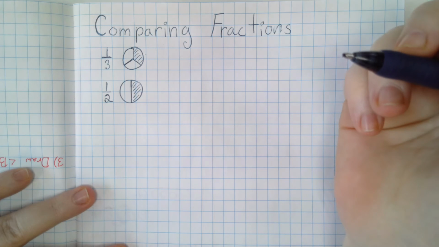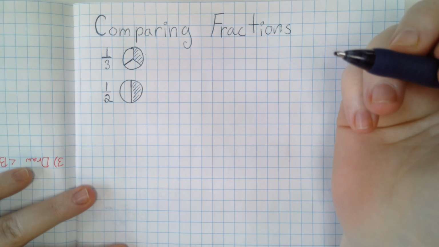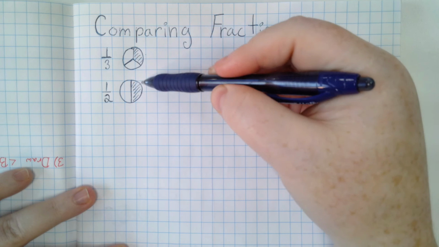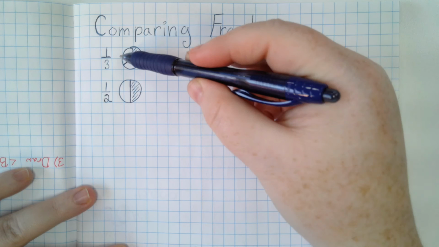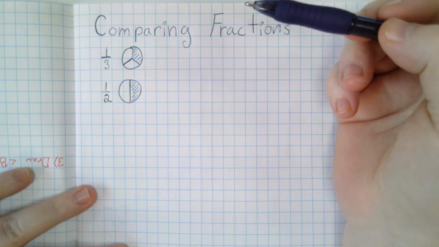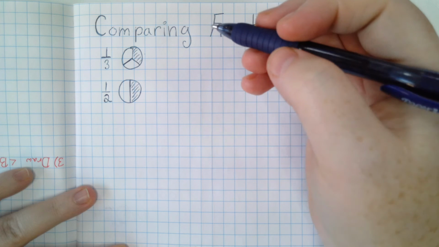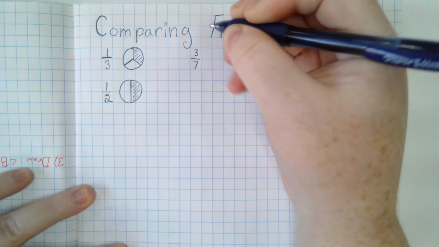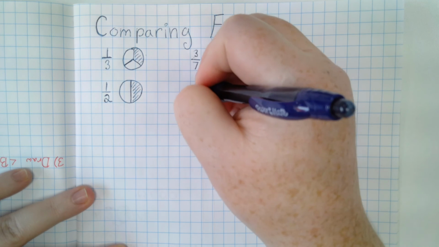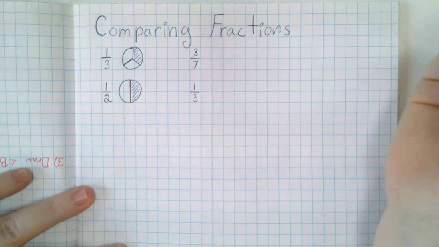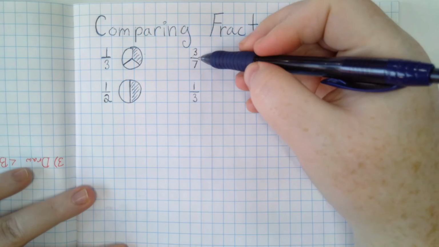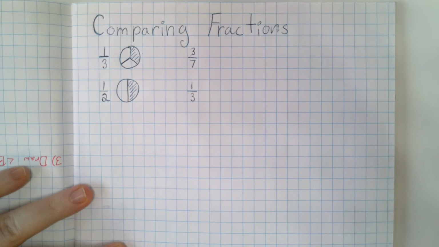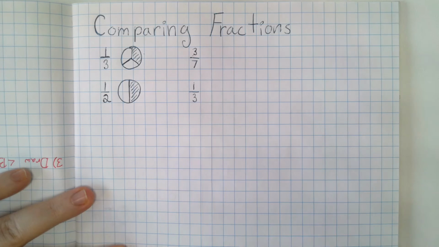But there are some problems with doing circle diagrams like this, and that is that it's really hard to draw some of those more complicated fractions. 1/2 and 1/3, those are easy. But if I asked you to compare something like 3/7 to 1/3, that gets a little bit trickier to draw a circle with 7 pieces. So instead of drawing a circle diagram, we could use a different sort of model.